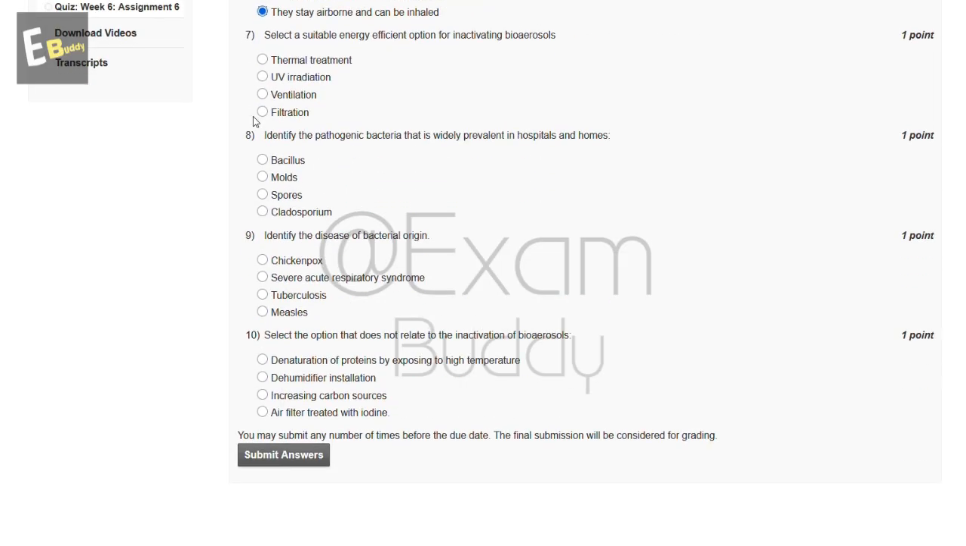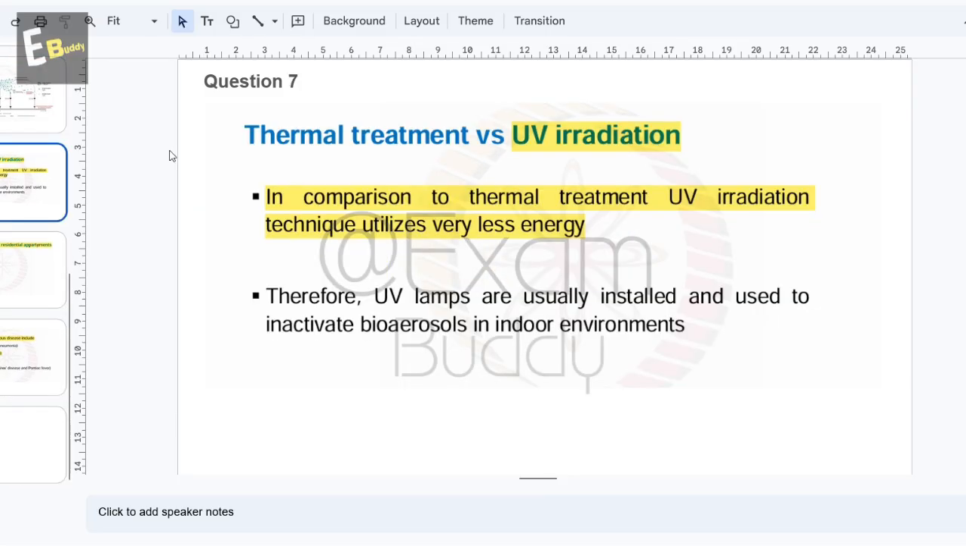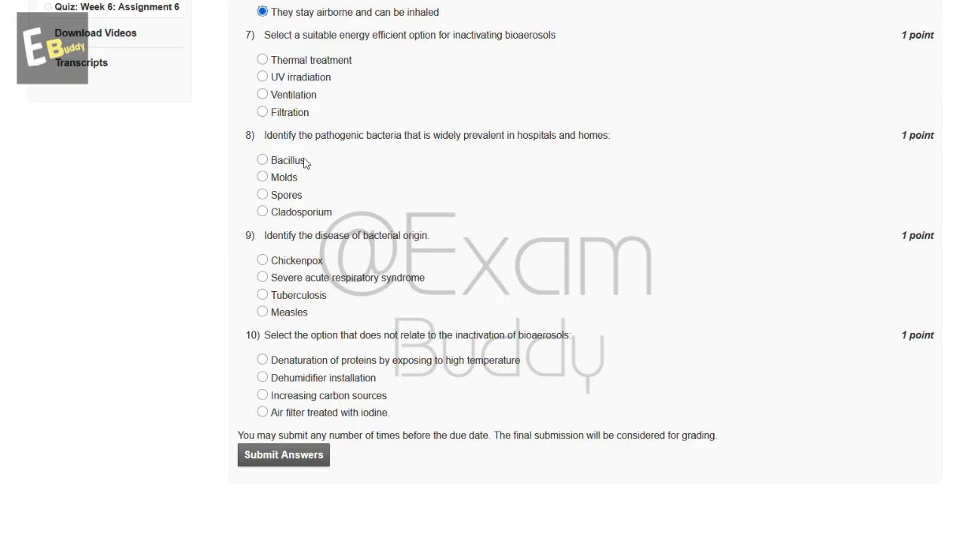Now the seventh question is select a suitable energy efficient option for inactivating bioaerosol. So these are the options: thermal treatment, UV irradiation, ventilation, filtration. So let's check the answer of our seventh question. So question seventh, UV irradiation in comparison to thermal treatment, UV irradiation technique utilizes very less energy. So the answer of our seventh question is B.